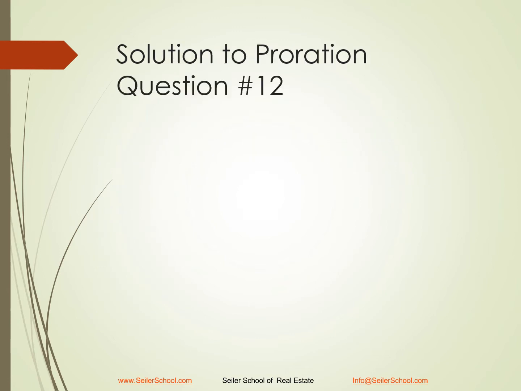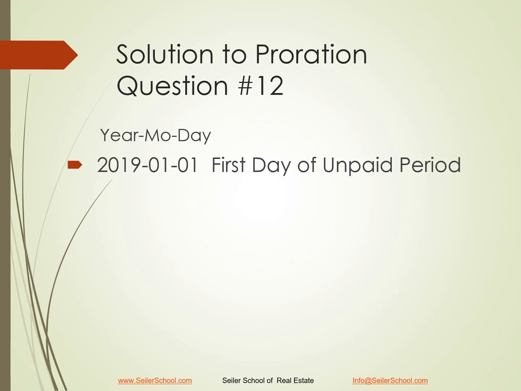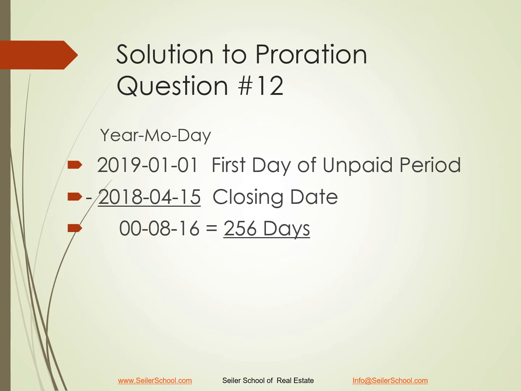To solve proration question number 12, we need to determine the first day of the unpaid period. So if it's been paid for the entire year of 2018, the first day of the unpaid period will be January 1st of 2019. So we write down the year 2019, the month 01, the day 01. Our closing date is April 15th of 2018. So our year is 2018. Our month, April, is the 4th month and the 15th day.